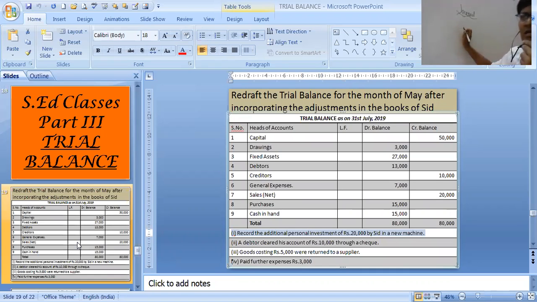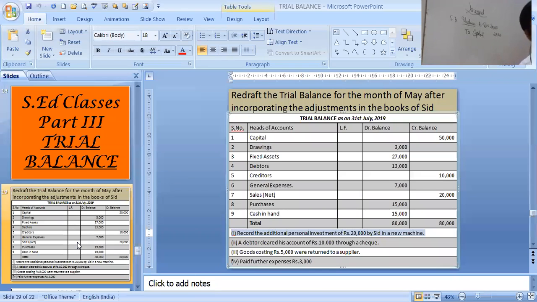To buy a new machine, he has used his personal investment. So that has increased my machine. Machine account debit. We don't have to use machine because in the trial balance they have used fixed asset. So I will be writing fixed asset account debit to capital. That is my first adjustment. How much is the capital over here? It is given 20,000. So see, 20,000 we have increased.